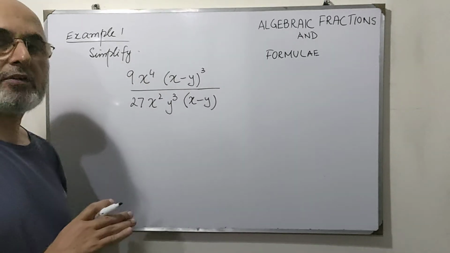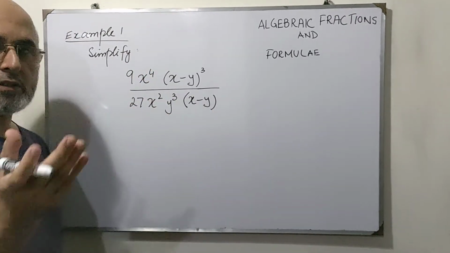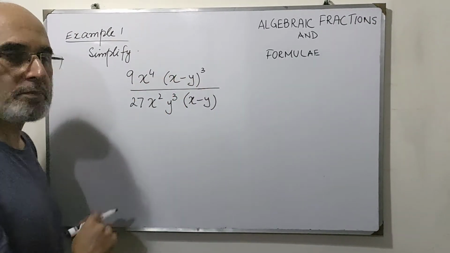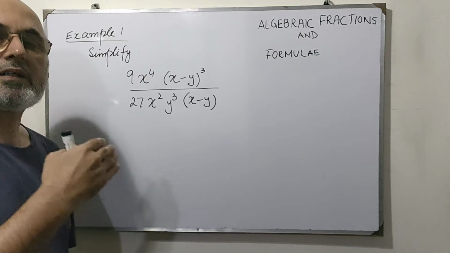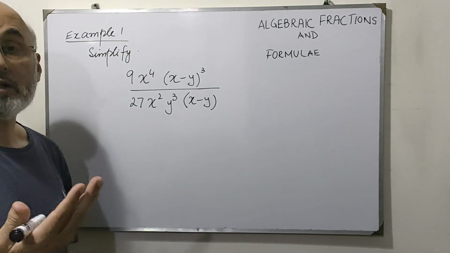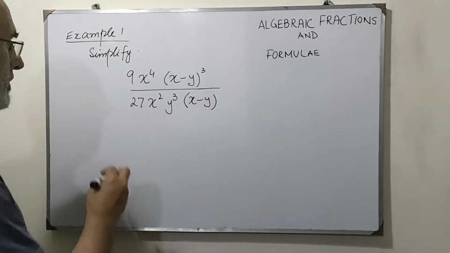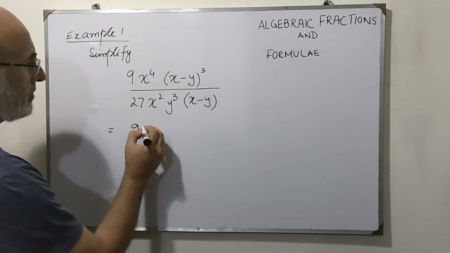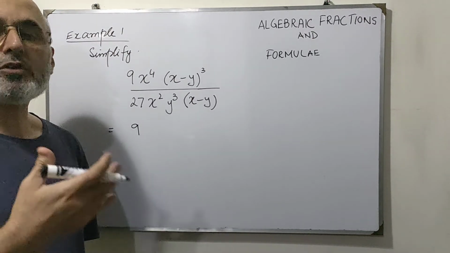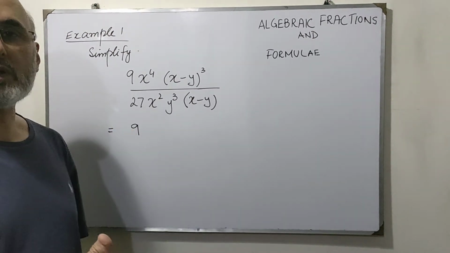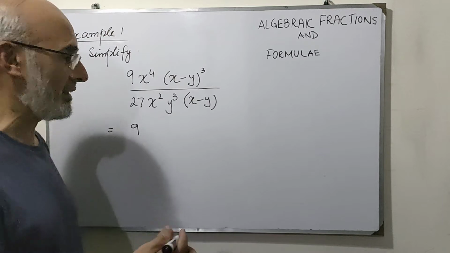Now, to simplify this algebraic fraction, what are we going to do? We're going to look at the terms, what terms we have. One term we have here is x minus y. We have x, we have y. So we have to split the powers of the terms suitably so that we can cancel out where possible. What I mean is, here I have x square in the denominator and here it is x^4. So I'm going to split x^4 into x square and x square, to make it easier.